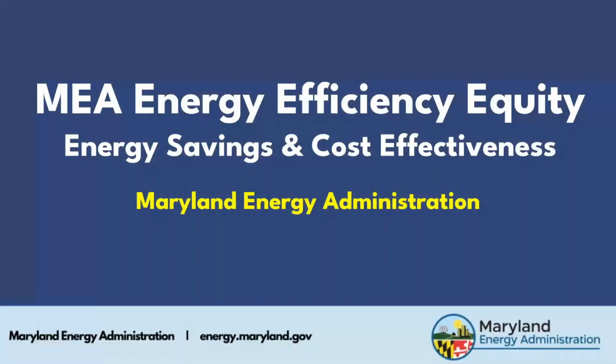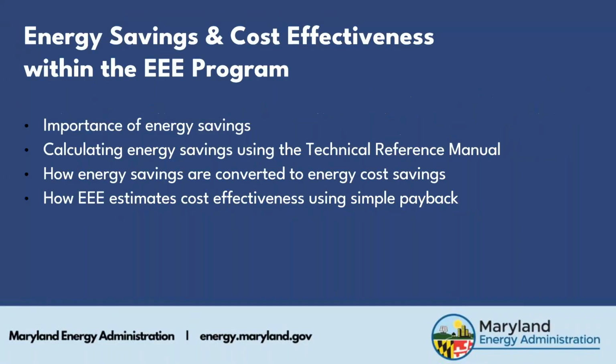That concludes the first portion of our training. Now we will go to our second part. MEA Energy Efficiency Equity. Energy savings and cost effectiveness. We will talk about the importance of energy savings, calculating energy savings using the Technical Reference Manual, how energy savings are converted to energy cost savings, how EEE estimates cost effectiveness using simple payback.